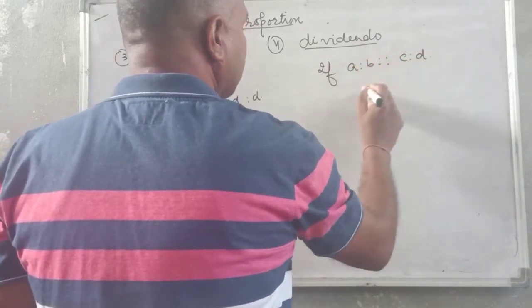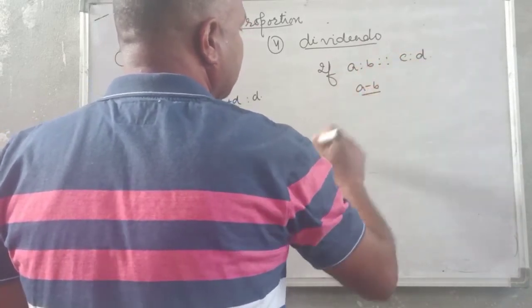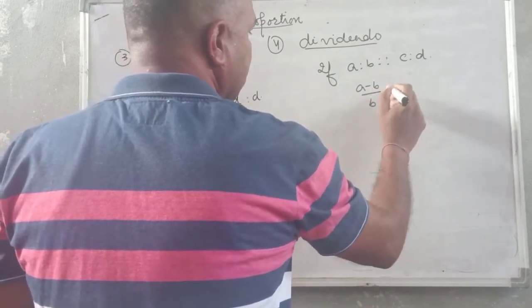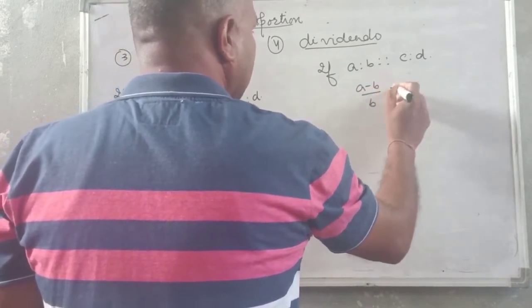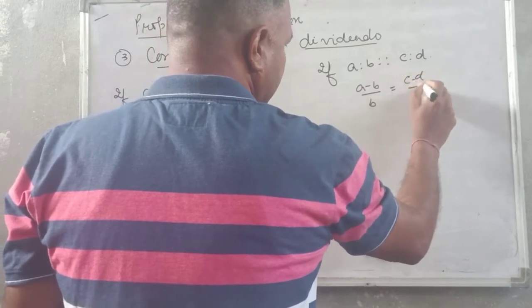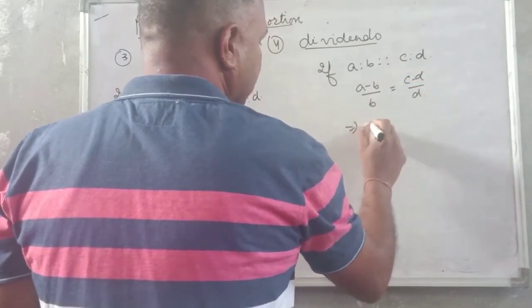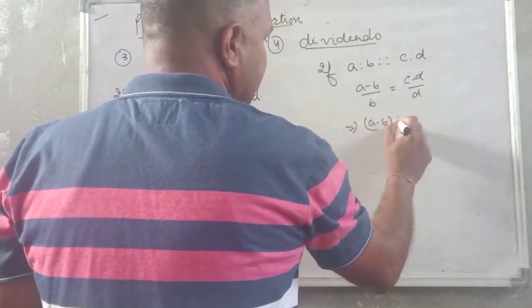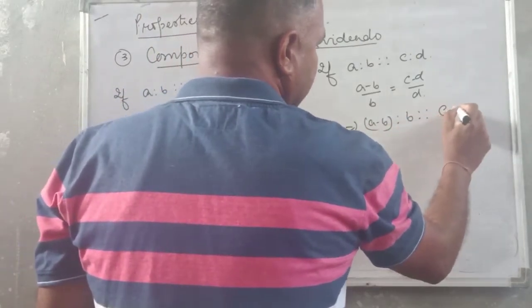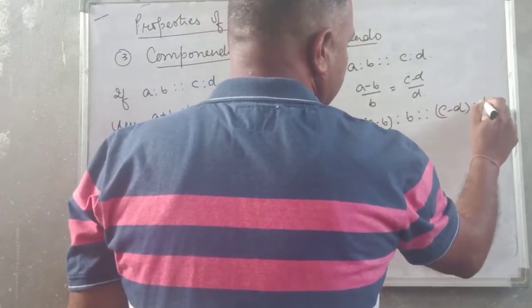then A minus B by B is equal to C minus D by D. And this can also be written as A minus B is to B and C minus D is to D.